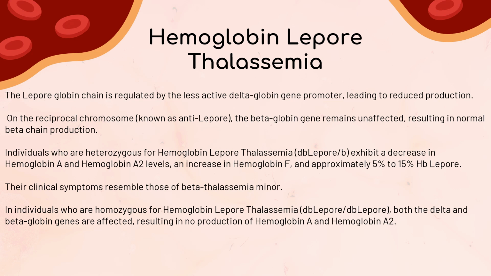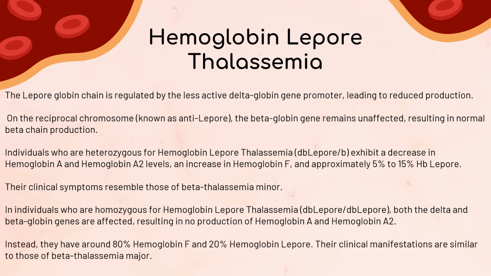In individuals who are homozygous for hemoglobin Lepore thalassemia, delta-beta Lepore/delta-beta Lepore, both the delta and beta-globin genes are affected, resulting in no production of hemoglobin A and hemoglobin A2. Instead, they have around 80% hemoglobin F and 20% hemoglobin Lepore. Their clinical manifestations are similar to those of beta-thalassemia major.